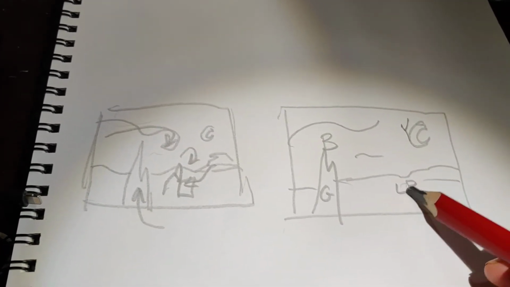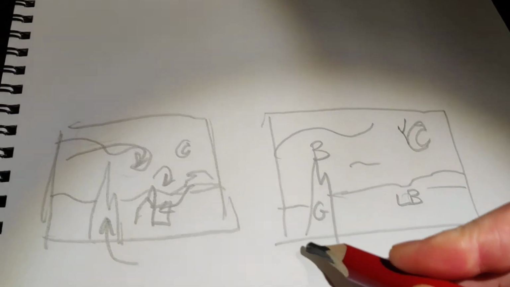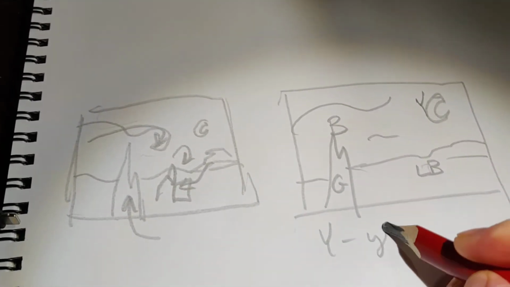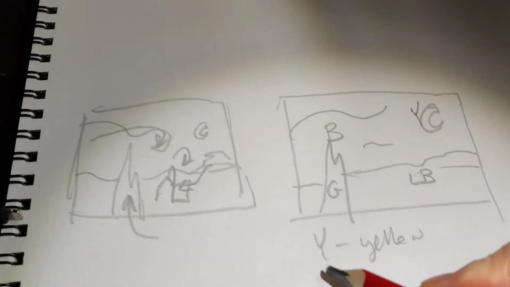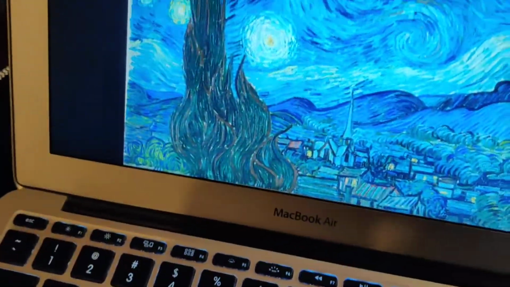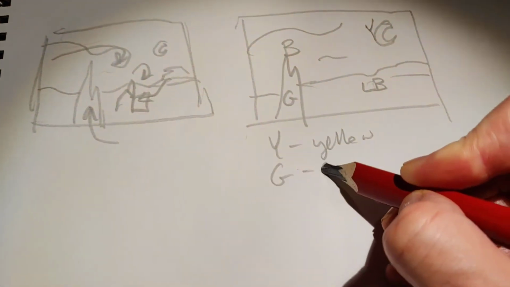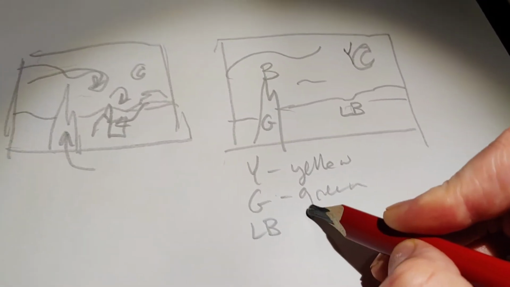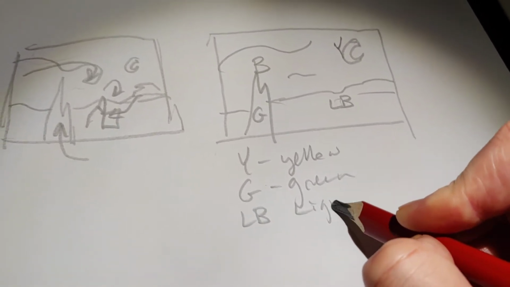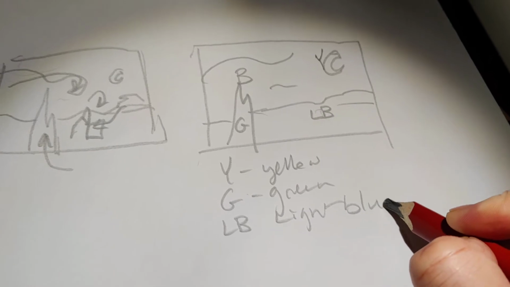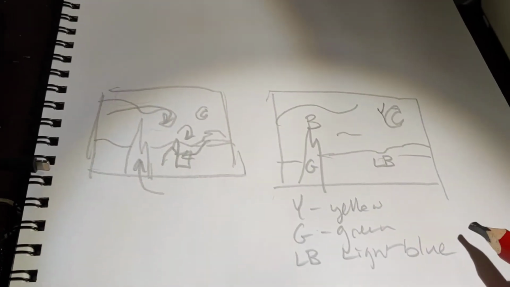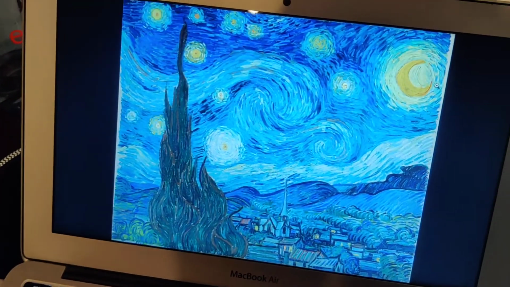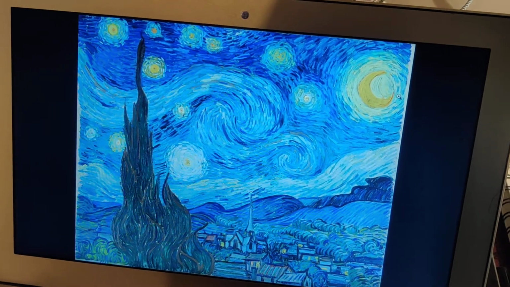Let's say light blue, and then you would draw below here Y is yellow, G is green, LB, and so on. Simple visual description of the elements as they move through.